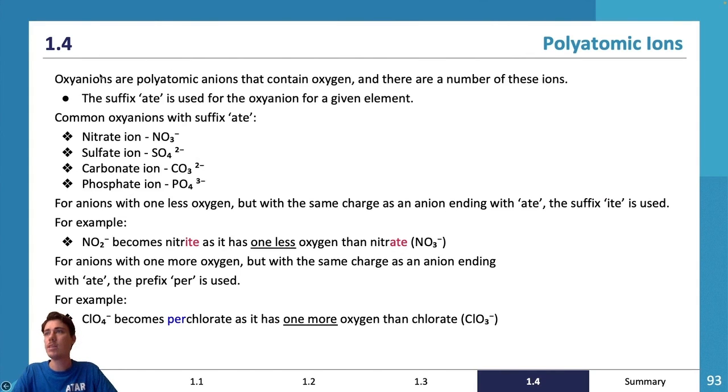Now, oxyanions are polyatomic anions that contain oxygen, so the suffix ate is used for oxyanions of a given element, so nitrate, sulfate, carbonate, phosphate. For anions with 1 less oxygen, but with the same number of anions, we change it to ite. So as you can see here, we go from nitrate to nitrite, as it has 1 less oxygen than nitrate. For anions with 1 more oxygen, we go from ate to per. So instead of saying chlorate, we say perchlorate, as it has 1 more, so it goes ClO4 instead of ClO3.